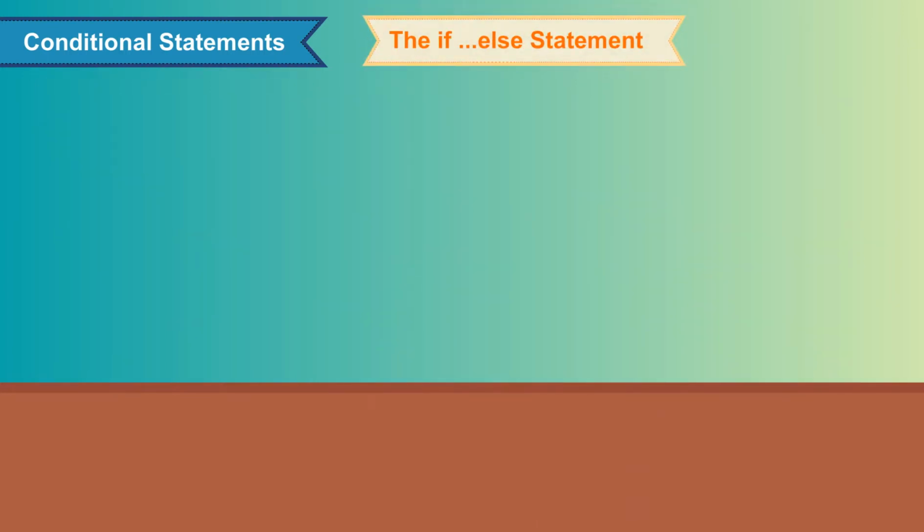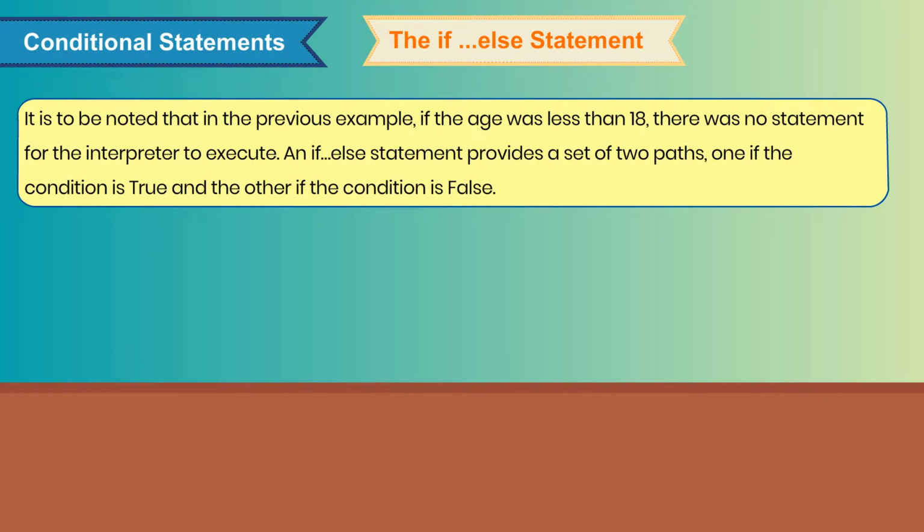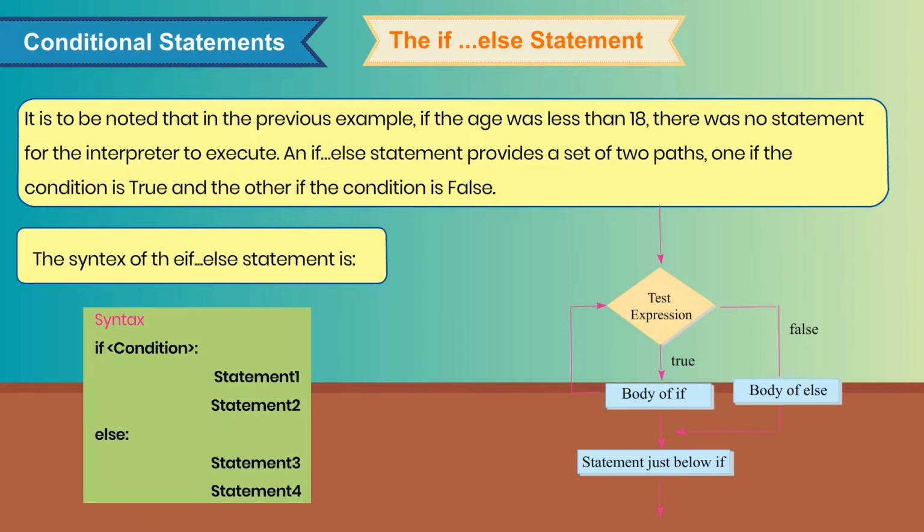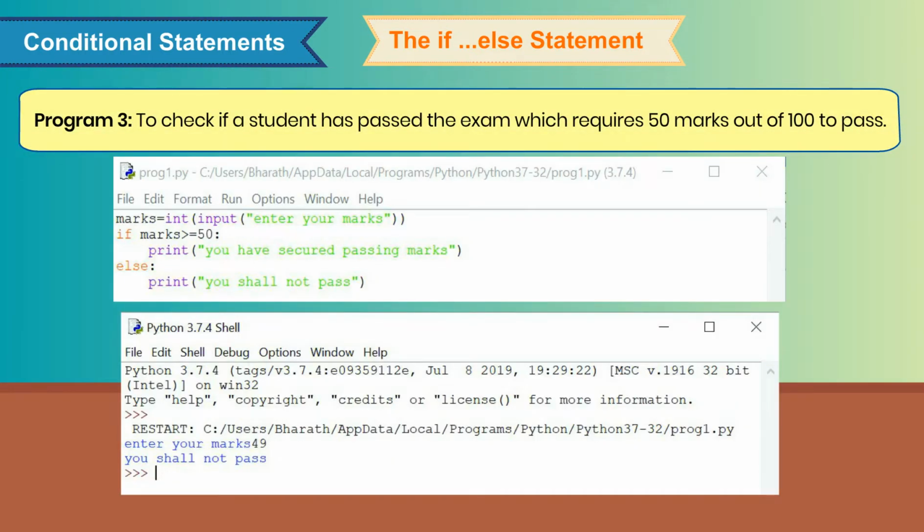The if-else statement. It is to be noted that in the previous example, if the age was less than 18, there was no statement for the interpreter to execute. An if-else statement provides a set of two parts, one if the condition is true and the other if the condition is false. The syntax of the if-else statement is: Program 3. To check if a student has passed the exam, which requires 50 marks out of 100 to pass.